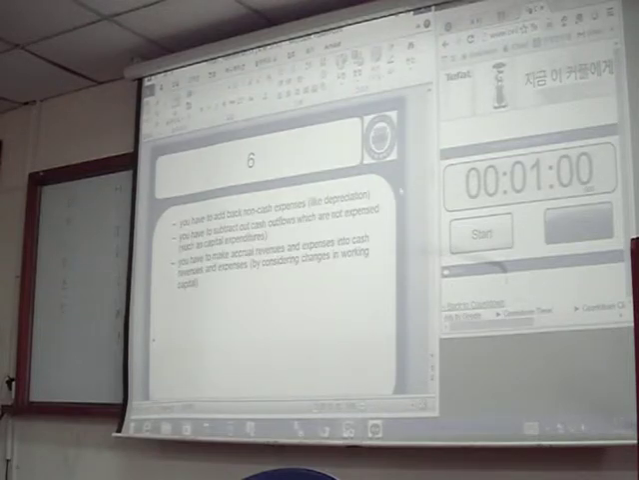To get from accounting earnings to cash flows, we add back non-cash expenses like depreciation. So add back depreciation, subtract capital expenditures, okay, and consider changes in working capital. So we have to think about depreciation, capital expenditures, and working capital. Okay, there are the three main differences.